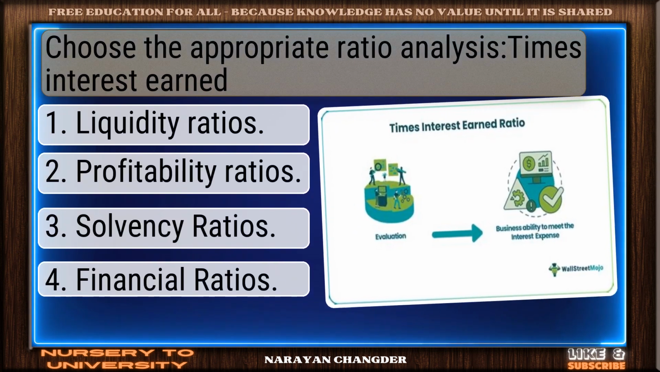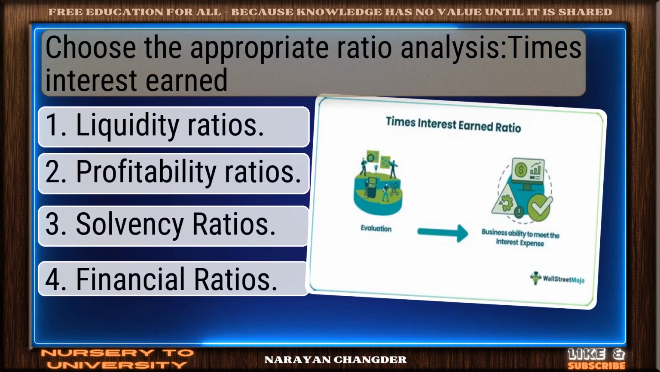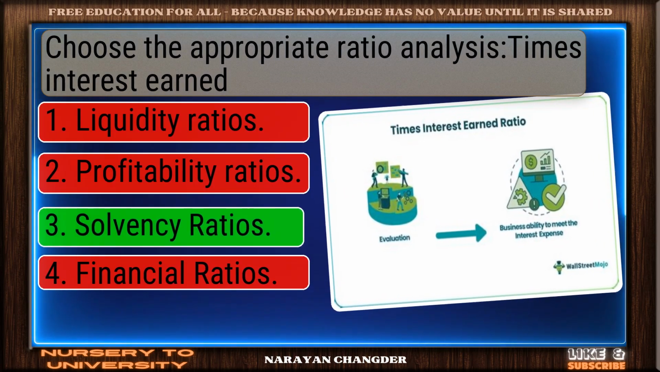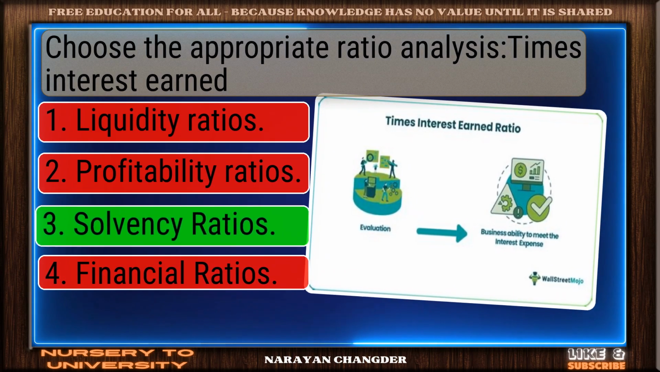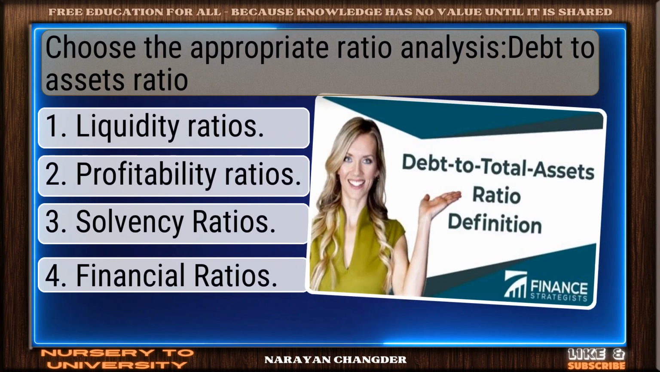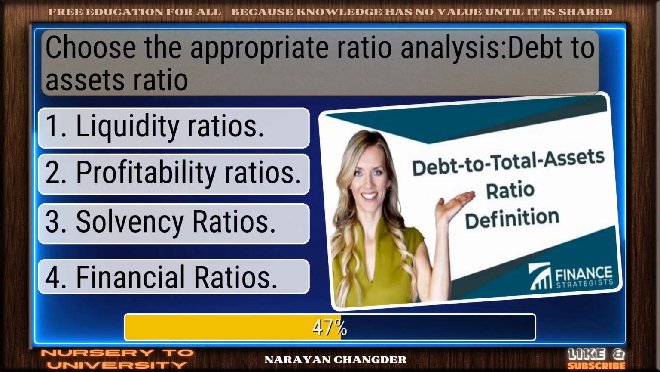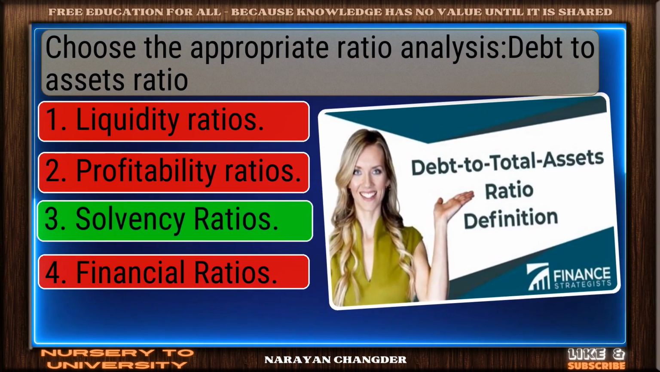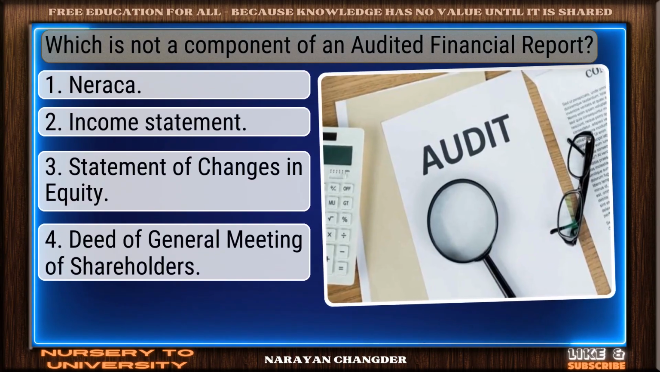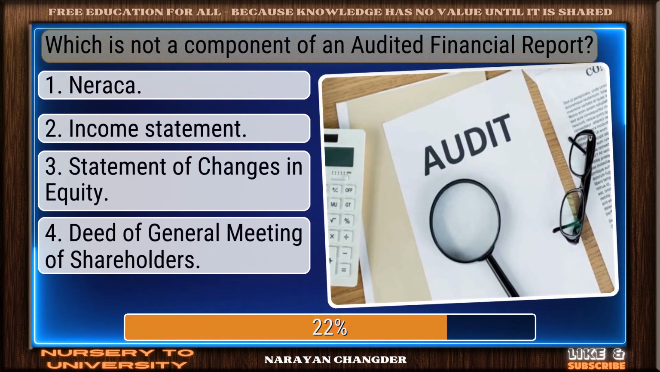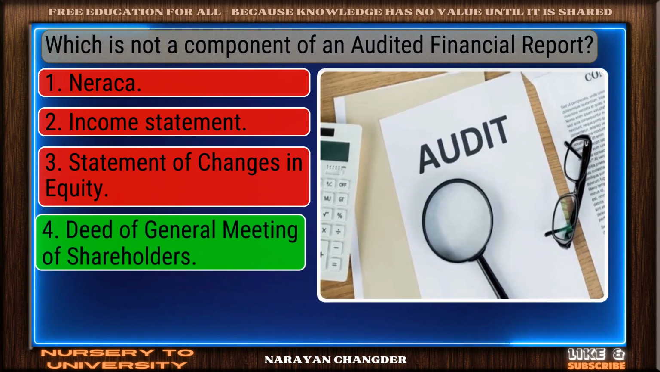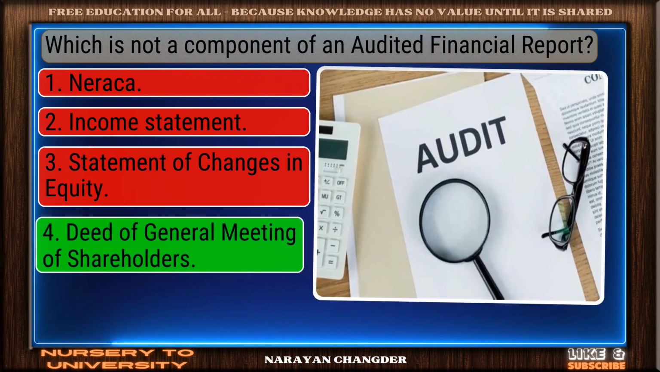Choose the appropriate ratio analysis. Times interest earned. Excellent choice. Solvency ratios is the right answer. Choose the appropriate ratio analysis. Debt to assets ratio. Valid point. Solvency ratios is true. Which is not a component of an audited financial report? Great job. Deed of general meeting of shareholders is the accurate answer.